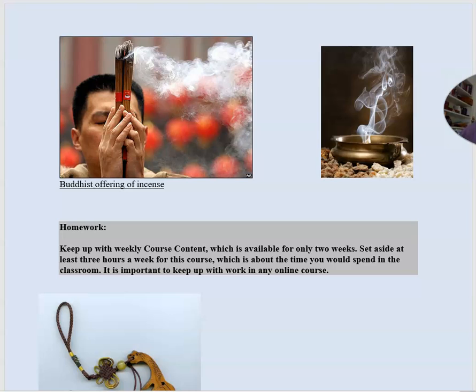I think we're on page 4 now. On this page, I have some pictures. The 2 at the top are both offerings of incense. The one on the left is Buddhist. It's a Buddhist individual practitioner making an offering of the incense itself, but also I'd like you to see the smoke that's rising from the incense.